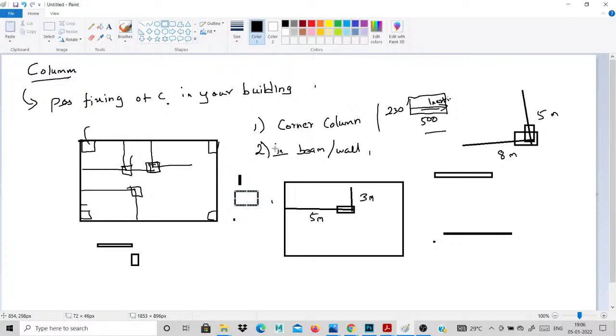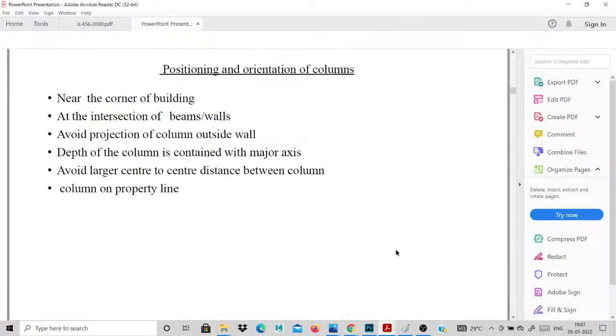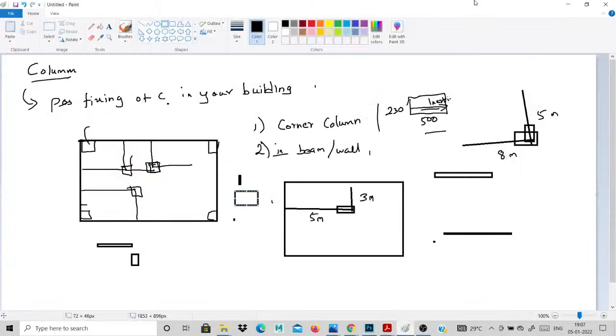The first point is a column will be provided at all the corners. Next is the intersection of the beam and wall; compulsorily you will provide a column there. The next one, the longer span side of the beam will be oriented into the column depth. This is an important one. This is the main orientation for your column. Next one, avoid large center to center distance between the columns. Why avoid the large center to center distance?